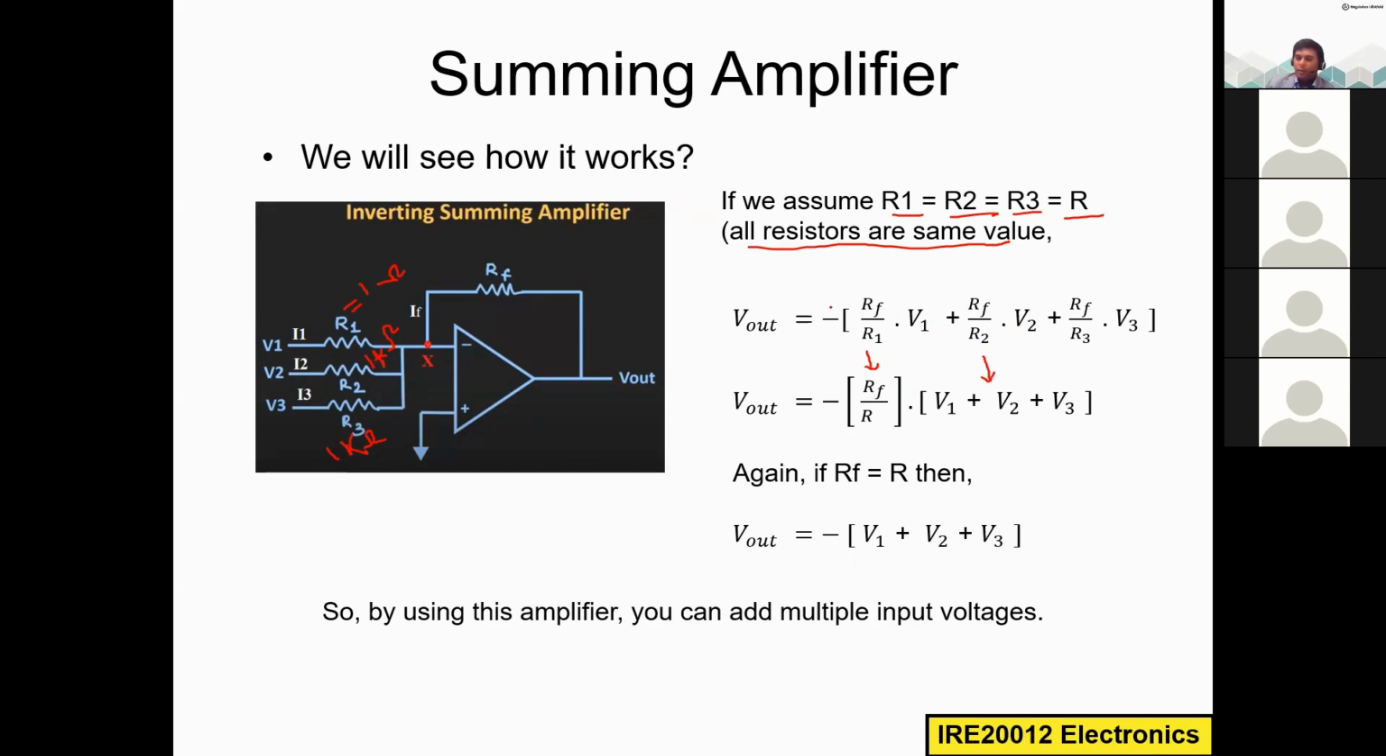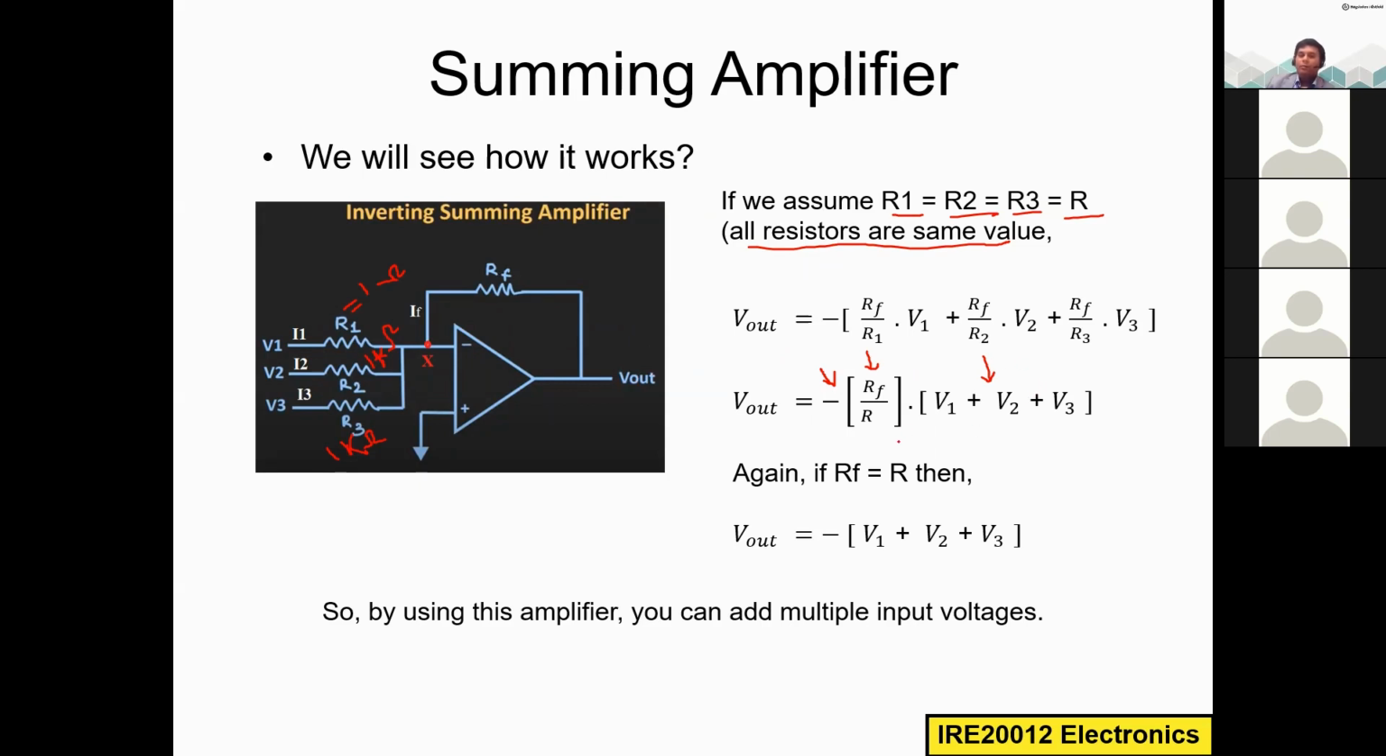So minus, don't forget the minus is important. Minus is the common one. I keep this minus always outside these brackets because this is the inverting input terminal. So whatever input voltage I apply, after adding or amplifying, the output will have a 180-degree phase difference. So that is why we always have this minus here.